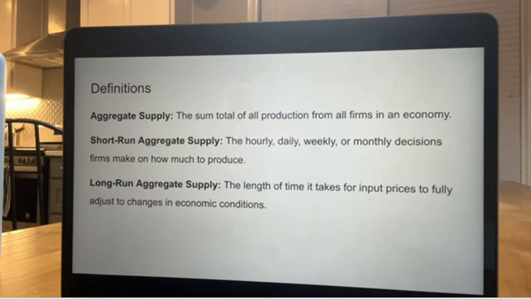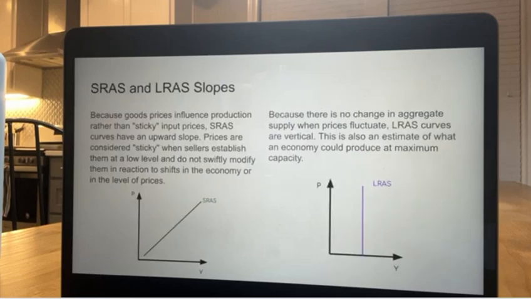Long-run aggregate supply is the length of time it takes for input prices to fully adjust to changes in economic conditions. So now I'm going to discuss the short-run aggregate supply and long-run aggregate supply slopes.